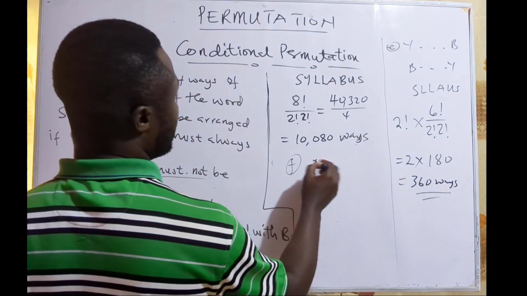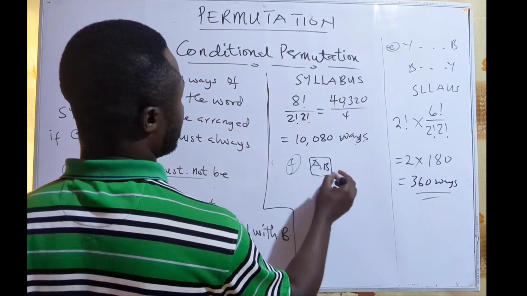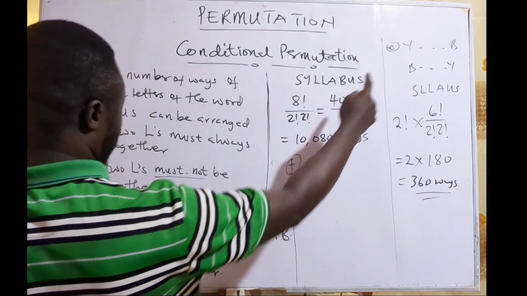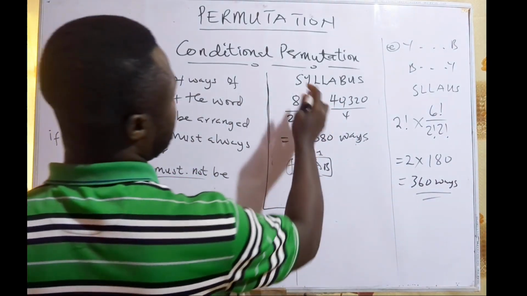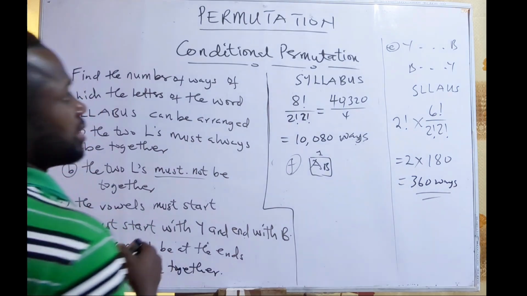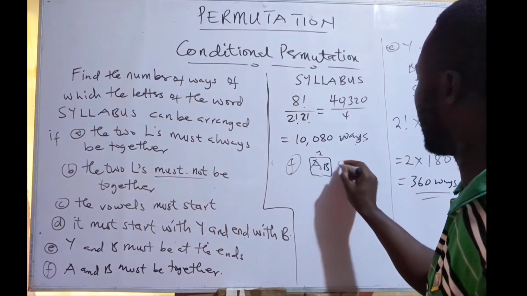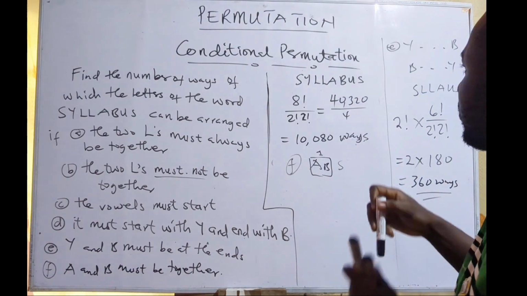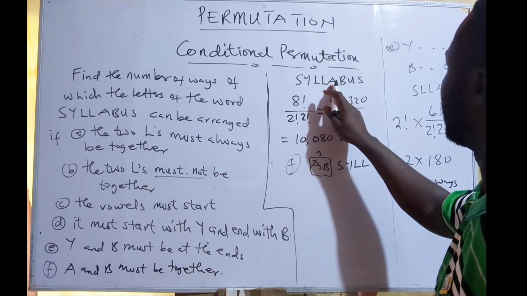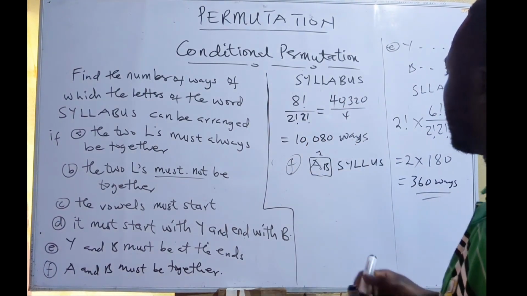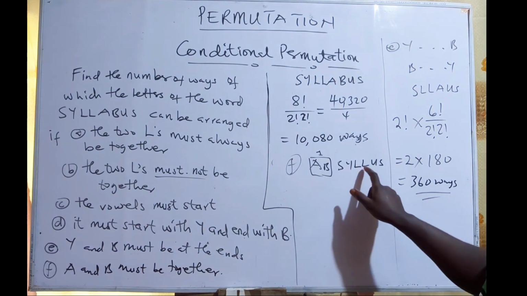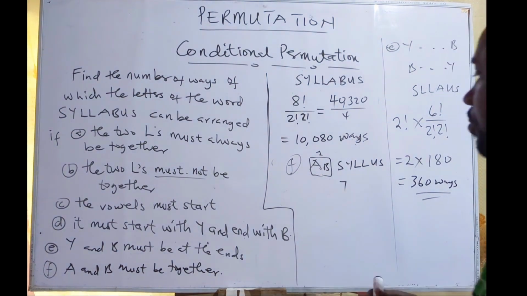So A and B is taken as 1. And if taken as 1, how many do we have here? Aside from A and B, the rest will be S, S, Y, double L, and then U, and then S. This is what I'm going to have. So you say A and B must be together. So 1, 2, 3, 4, 5, 6, 7. I'm going to have 7.